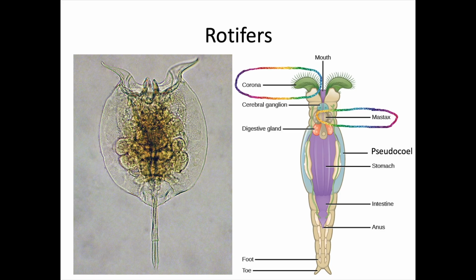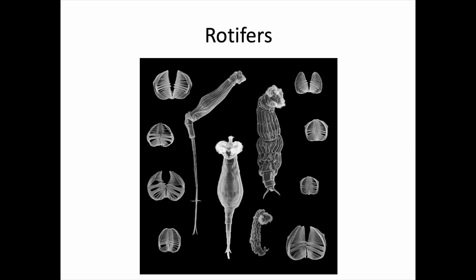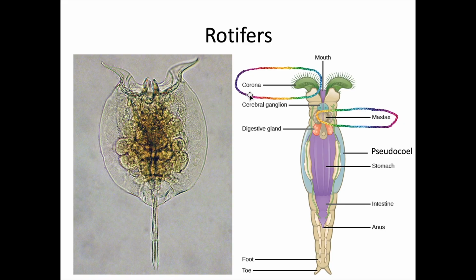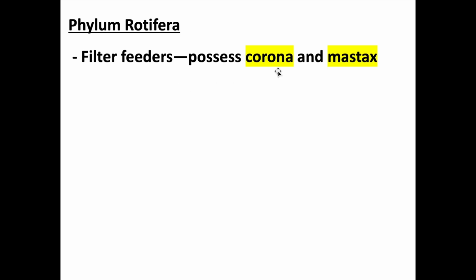So I want to go to some nifty microscope images of mastax. Yeah, these are some gnarly looking jaw-like structures for crunching up food particles here. But yeah, the corona and the mastax are definitely unique structures to rotifers. And yeah, they're filter feeders, so they're using these structures to get their food, filtering it out of the water.